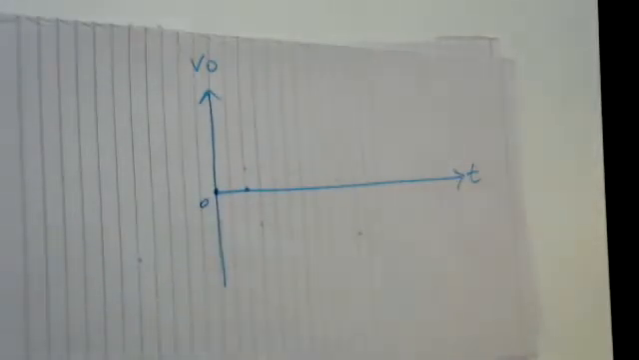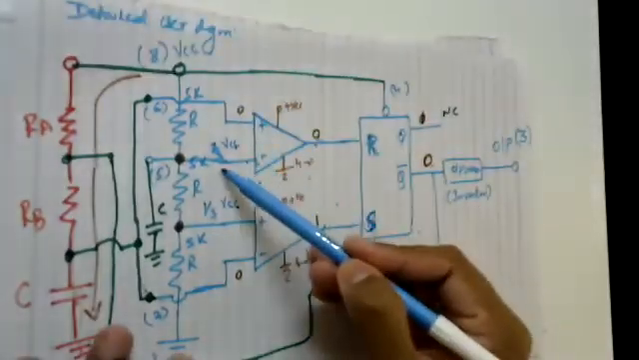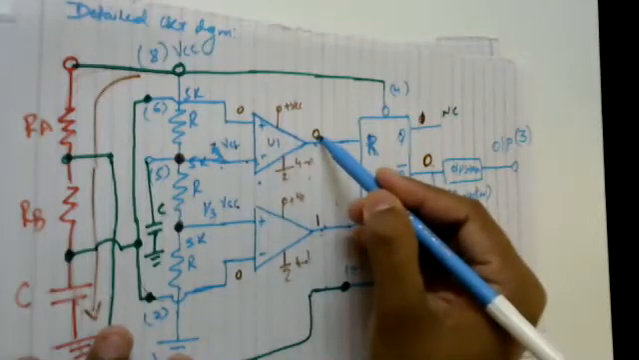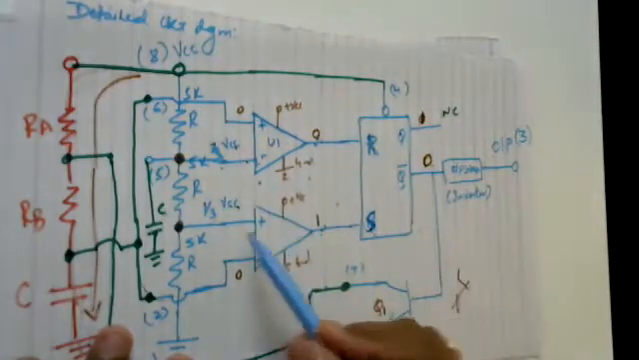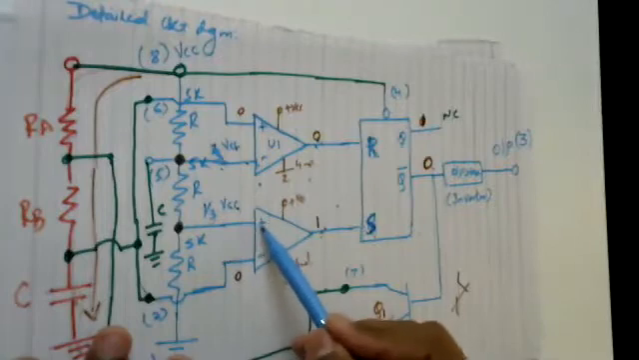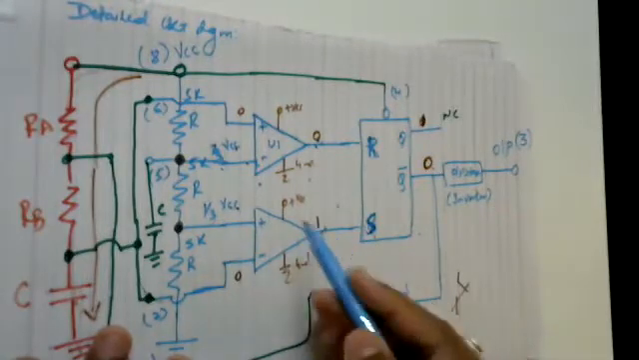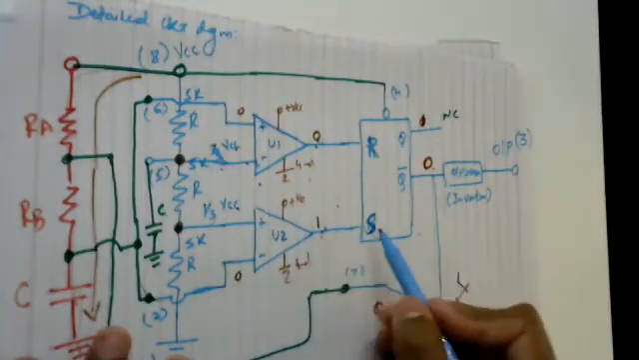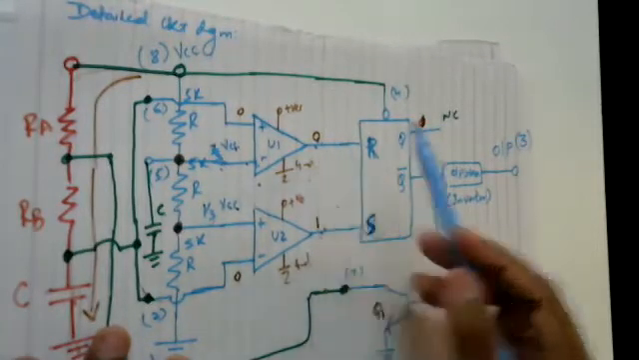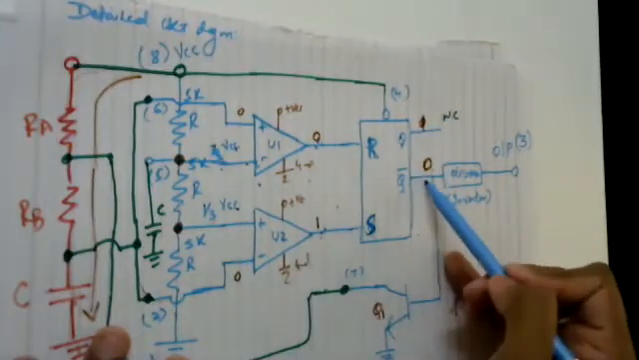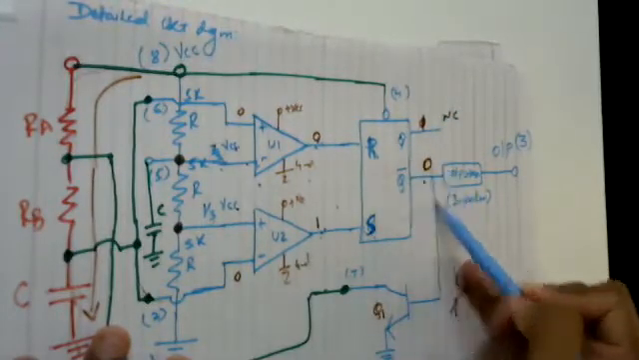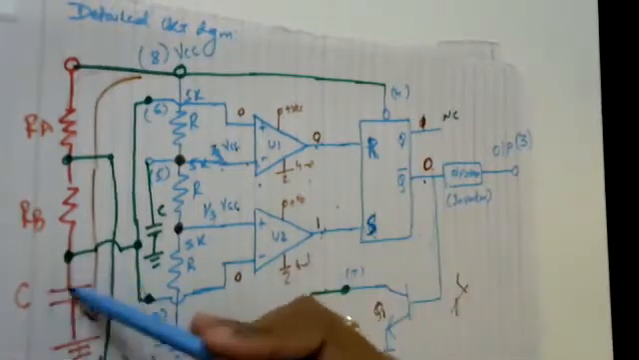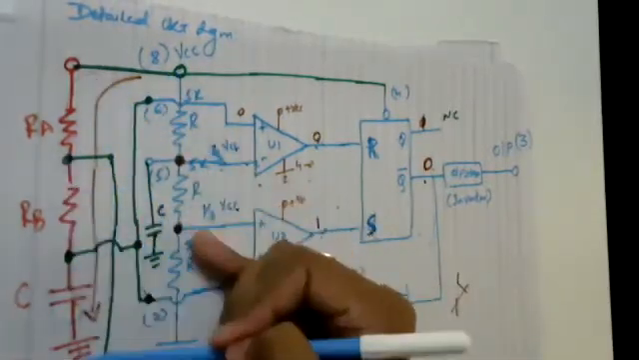Then next, what happened? Since potential at inverting was high, the output of comparator 1 was 0. Since potential at non-inverting was high, the output of the second comparator was 1. Since S is equal to 1, R is equal to 0, Q is equal to 1, Q bar is equal to 0. Since Q bar is 0 now, this C is going to charge by this path.